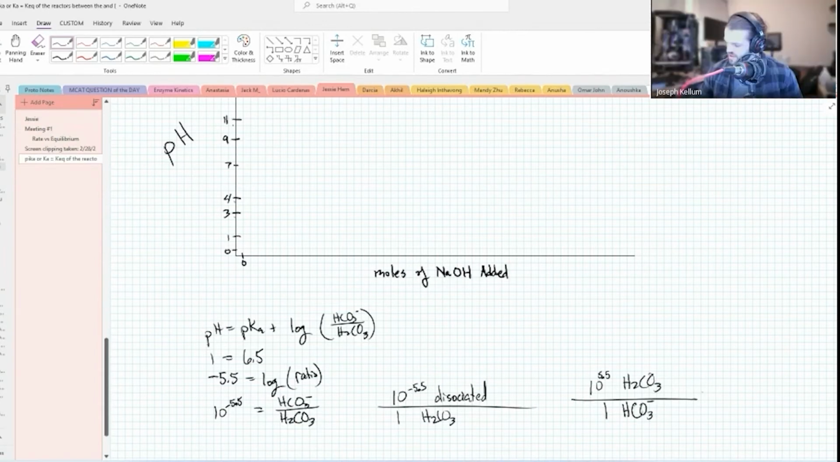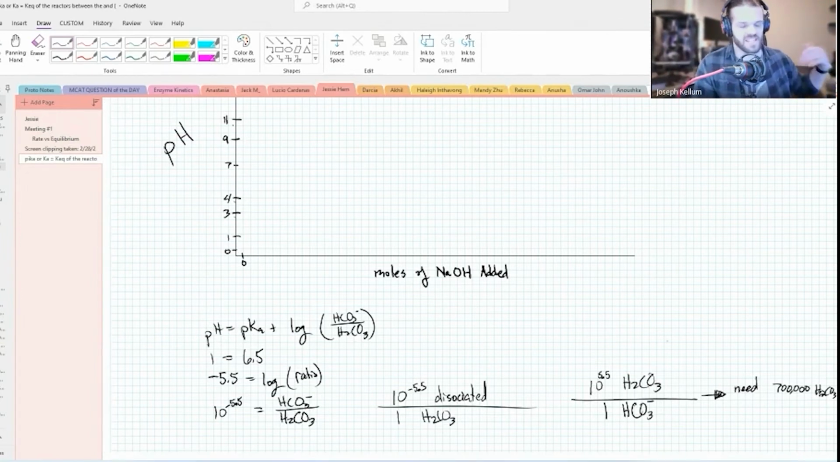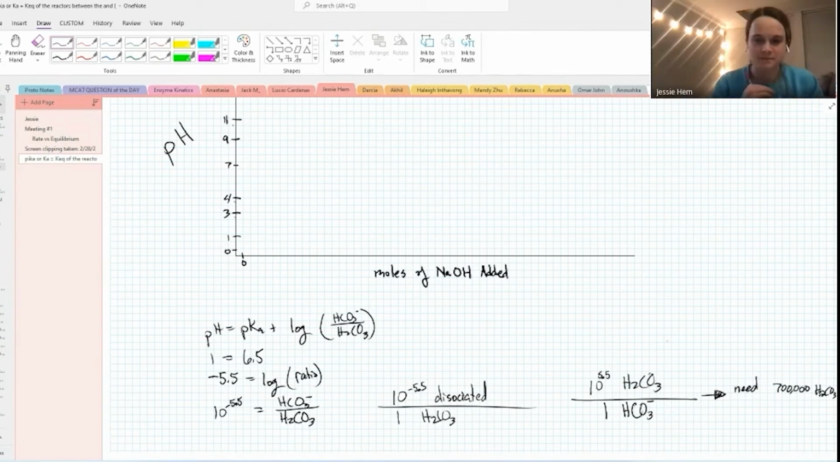So what that tells us is that we need about 700,000 H2CO3 in order for one of them to dissociate. That's a lot. Exactly. It's telling you that overwhelmingly these things still have their protons on them, the first one and the second one.